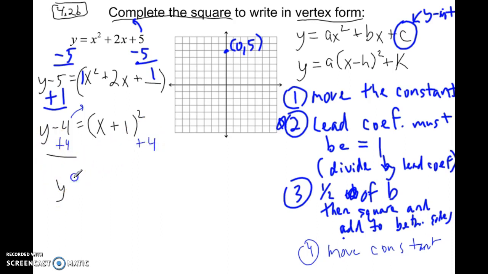And I get y equals (x plus 1) quantity squared plus 4. From there, that's a plus 1. From there, you can identify using the formula for vertex form. Vertex form is very good at identifying what h and k are. In this case, h would be -1, and k would be +4. So my vertex is at (-1, 4).